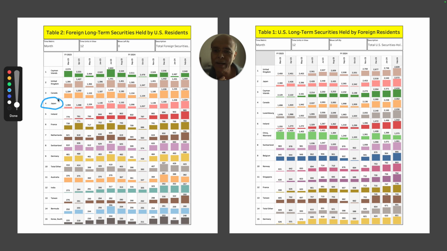When I look at Japan, I find that the foreign long-term securities held by US residents, meaning US residents' investment in Japan, has been increasing on a monthly basis. Similarly, I found that the foreign residents' investment, meaning Japanese investment in the US, has also been increasing. Though this value is higher than that value, it still does not give us a very clear picture because both are on an increasing trend. It really does not allow us to draw any conclusion whether a currency is going to depreciate or appreciate.